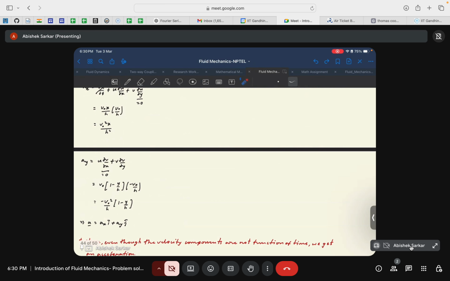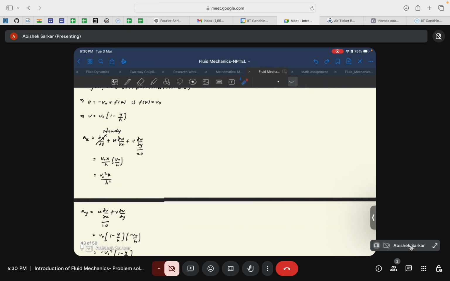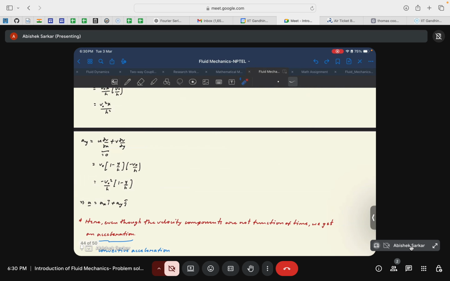Similarly, you need to find the y acceleration component, that is ay. So you will have dou v by dou t. Again, since the flow is steady, dou v by dou t is equal to 0. I just neglected it. So we have u dou v by dou x plus v dou v by dou y. Since v is a function of y only, you will have dou v by dou x equal to 0.